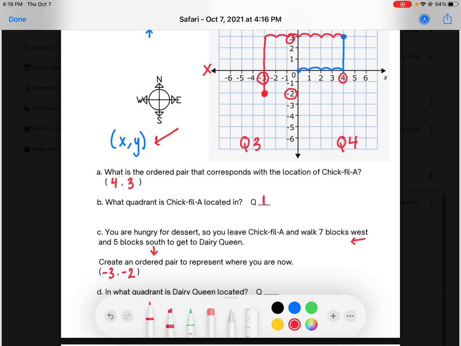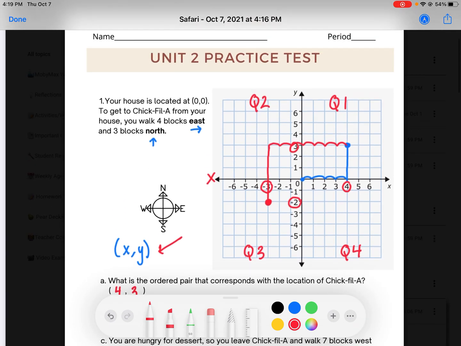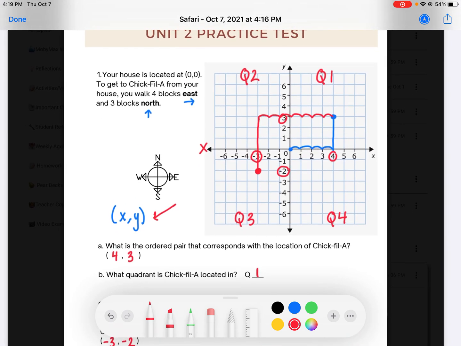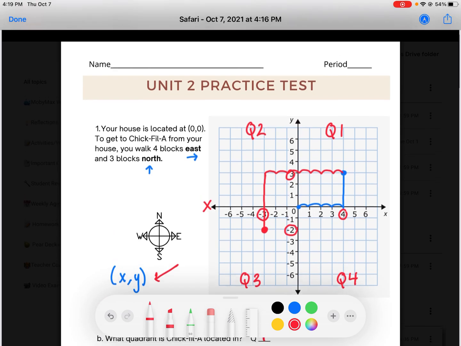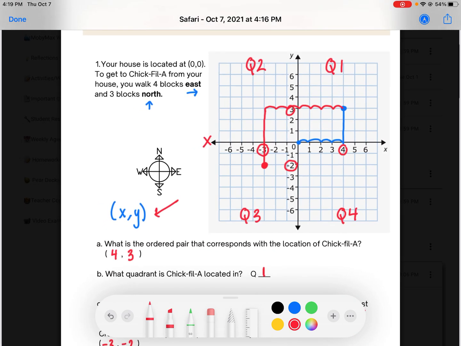And in what quadrant is Dairy Queen located? Well, that would be quadrant, as we see there, 3. All right, that is number 1 of your practice test. Just plotting points on that coordinate plane, writing ordered pairs for them, and then making sense of which quadrant they are in. Hope that helped you.